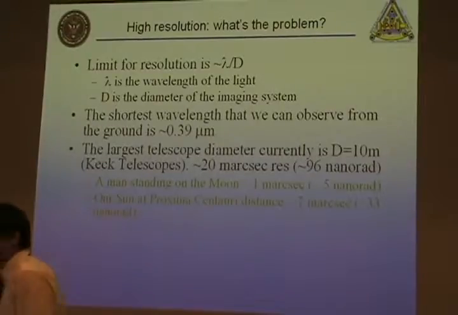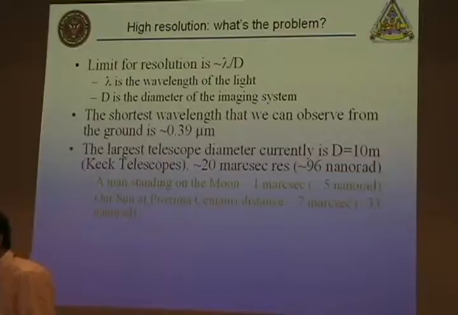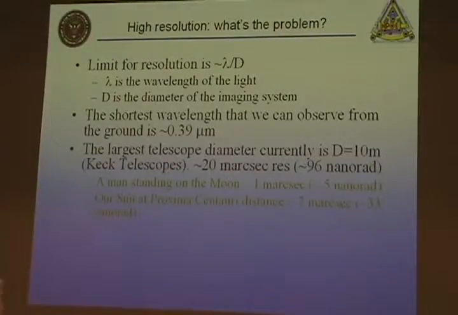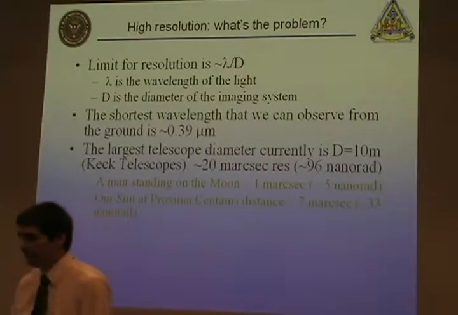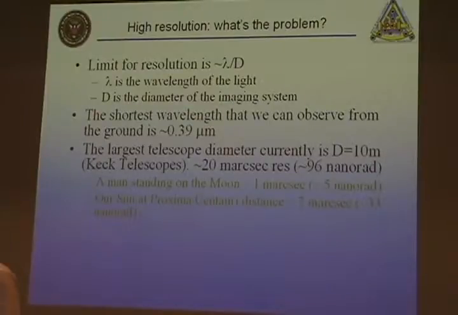Right, so the first thing is that the limit of resolution for a telescope is given by lambda over D, where D is the diameter of the telescope and lambda is the wavelength that you're working with. For example, the Keck telescope, which has a diameter of 10 meters, can get about 5 nanoradian resolution, which is about a man standing on the moon.